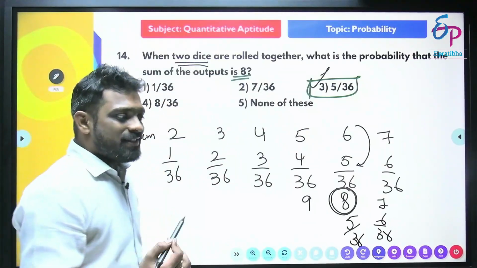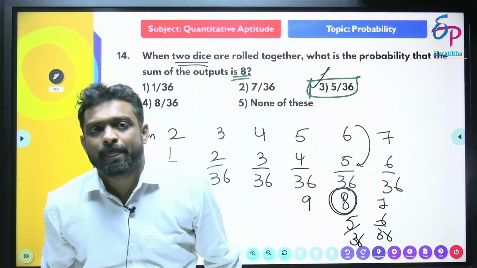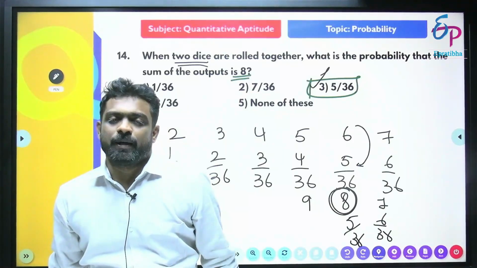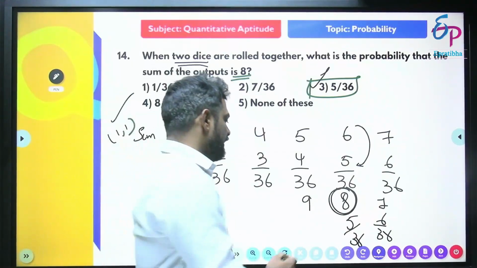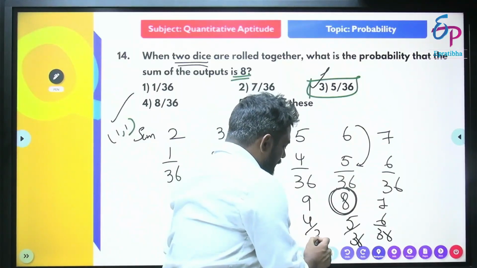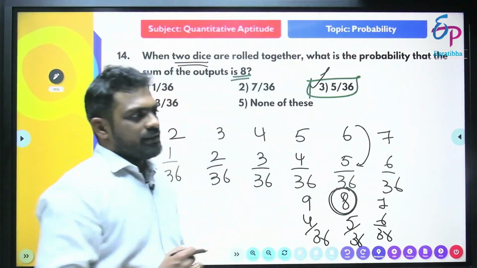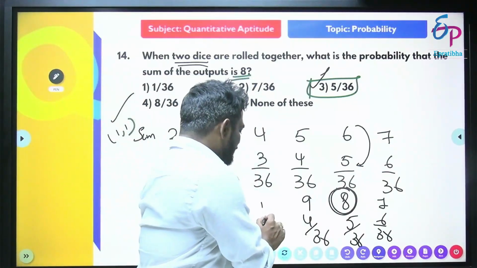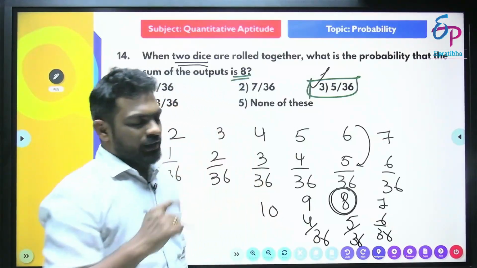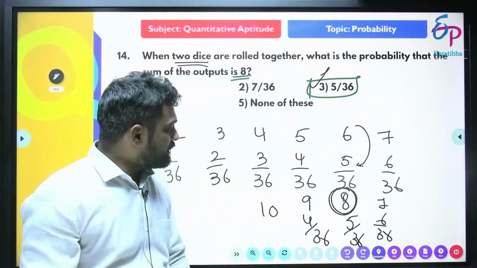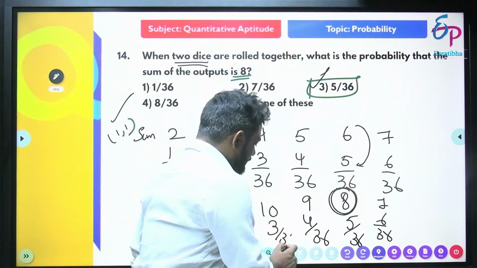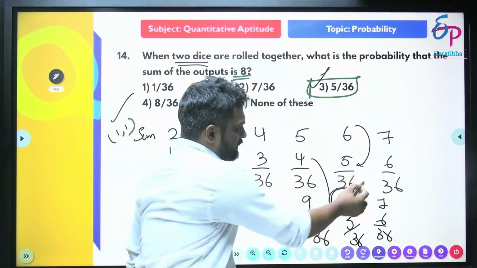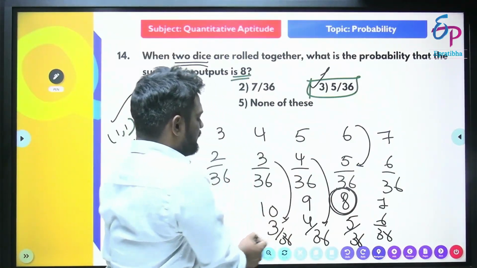9, which number can I add which will become 14? 9 plus 5. 5 probability should be 4 by 36. Then next 10. 10, which number can I add which will become 14? 10, 4, right? For 4, what is the probability? 3 by 36, right? Here 4 by 36, here 5 by 36, here 3 by 36.